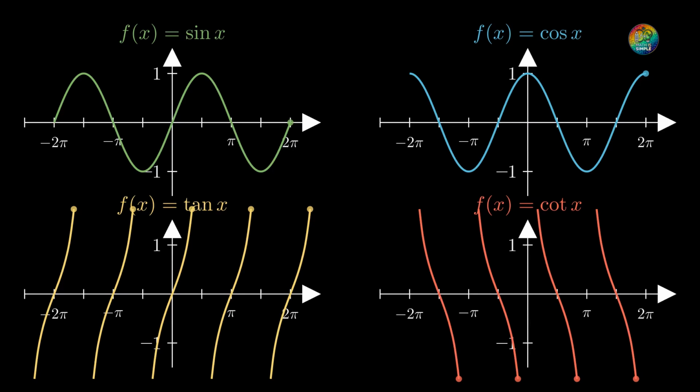Now that we've seen what the graphs of sine, cosine, tangent, and cotangent look like, we need to highlight some crucial takeaways regarding the graphs of sine and cosine, the two most common trigonometric functions you will encounter.